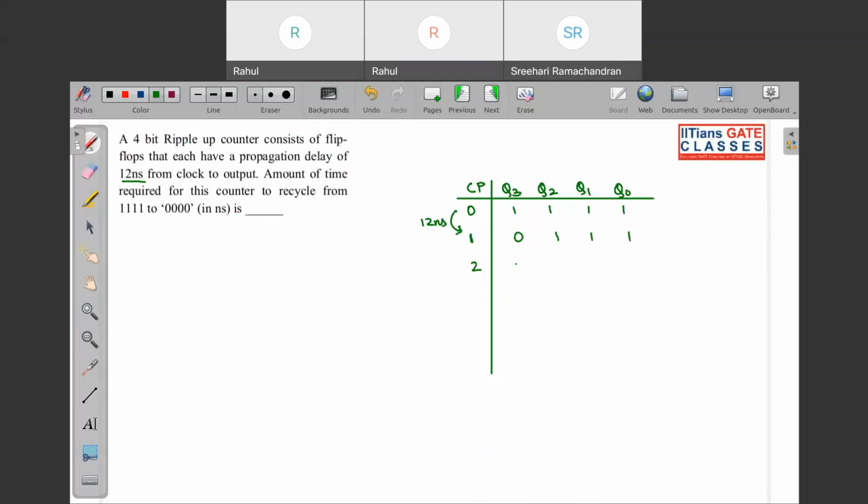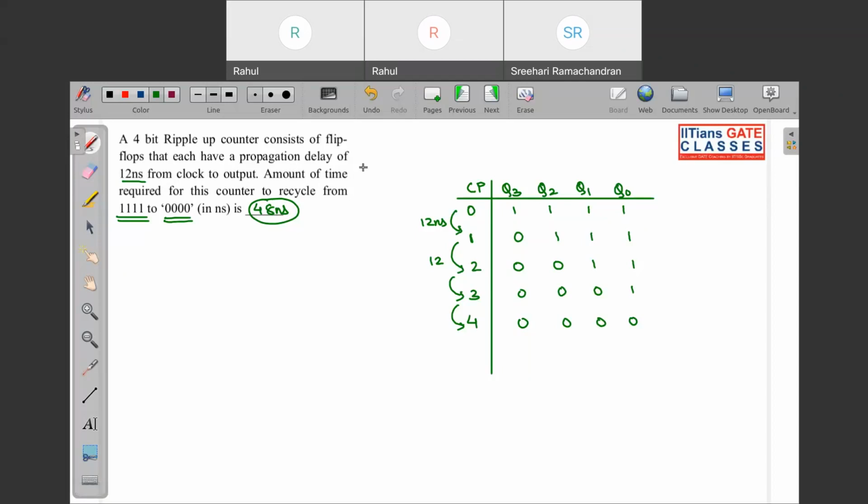At second clock pulse, this will be 0 0 1 1. At third clock pulse, this will be 0 0 0 1. And at fourth clock pulse, this will be 0 0 0 0. So each is taking 12 nanosecond, 12 and 12 more. So in total 48 nanosecond is required for this counter to recycle from 1111 to 0000. Is this clear? Yes, sir.